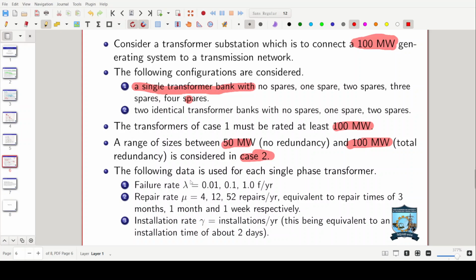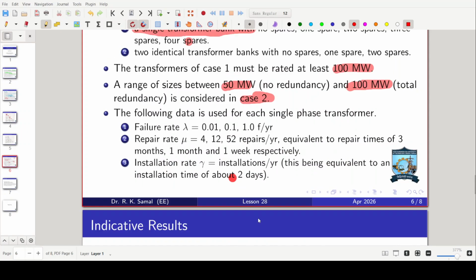Okay, following data are used for each single phase transformer: 0.01, 0.1, 1.0 failures per year, repair rate 4, 12, 52 repairs per year, equivalent to repair times of 3 months, 1 month and 1 week respectively. Transformers take time to get repaired. Installation time, gamma installations per year, is equivalent to an installation time of about 2 days. So that means once one transformer is out of a bank, it takes at least 2 days to insert a spare. Okay, it takes lots of time to repair.